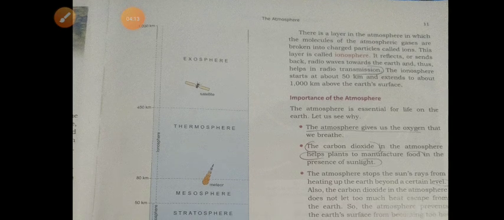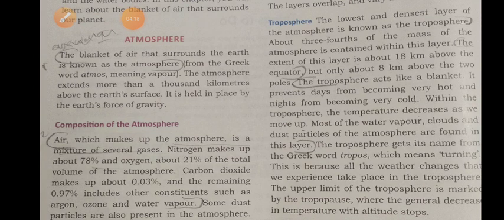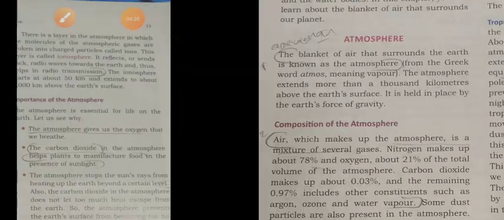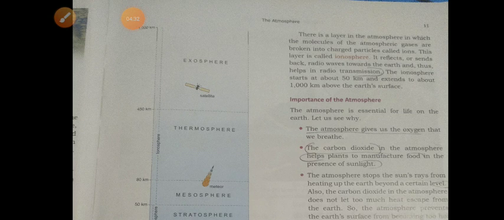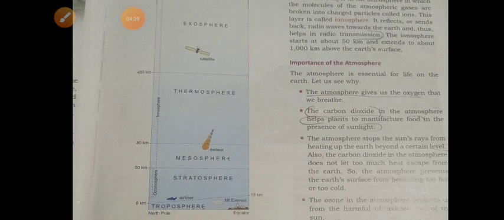And next we can see conduction. What is conduction? Transfer of heat by direct contact is called conduction. Okay. And here you can see the layers of atmosphere. What are the layers of atmosphere? Exosphere, thermosphere, mesosphere, stratosphere, troposphere. These are the important layers of atmosphere.